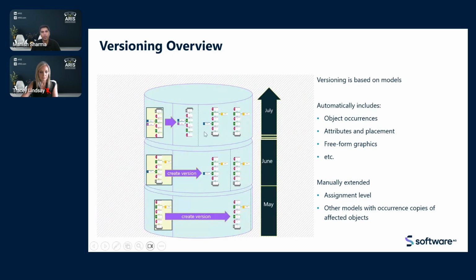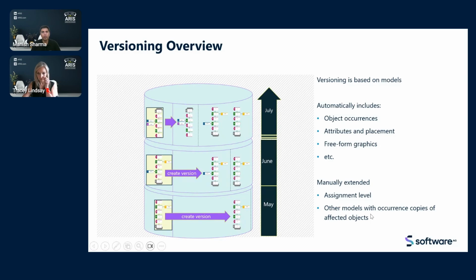It includes all the object occurrences that are within the model. It includes the attributes and the placements. It also includes the free-form graphics or logos or whatever else you have placed within the model. So it includes all of it. It creates a snapshot of that model, exactly how it looked like with all of its properties. However, you have an option to extend the versioning capability by including assignments to it as well. So if there was a model at level 4 with assigned level 5 models, then you can also include one level below. So you can have level 4 plus all its level 5s in one particular version.